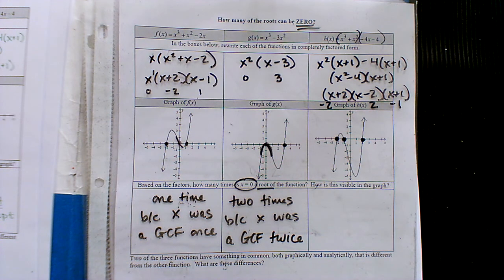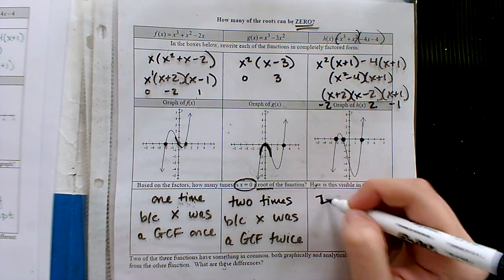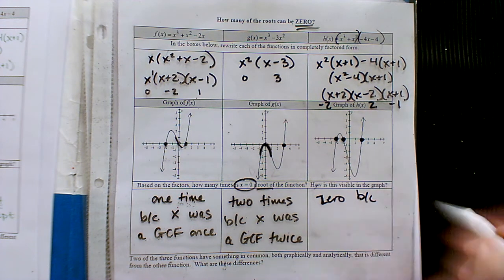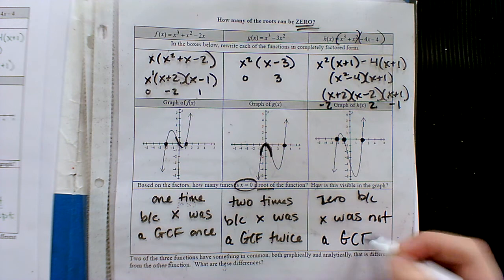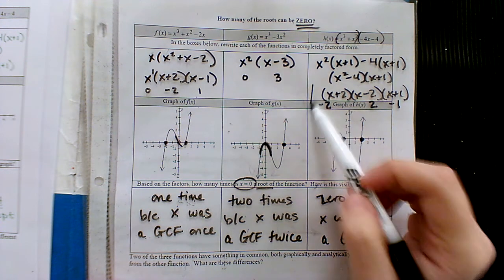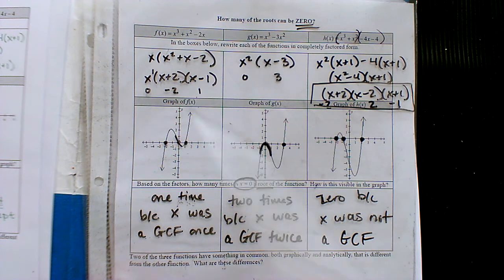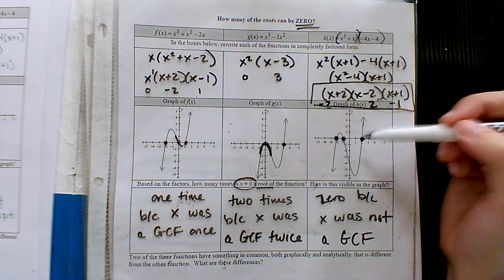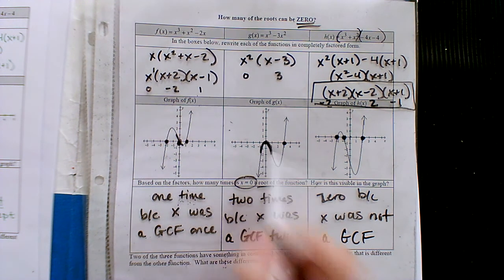How many times was x equals 0 a factor or a root? Never. We'll say 0, because x was not a GCF. Okay, if you look at your ending factors, notice how we don't have a single x out front like we did in the previous 2. So if you don't have a GCF of x, notice how you'll never go through the origin. Okay, that's what's creating that x-intercept at that spot.